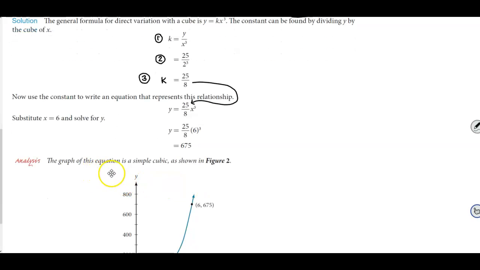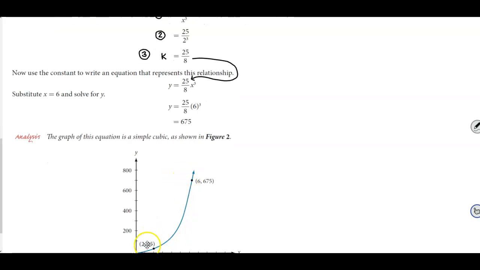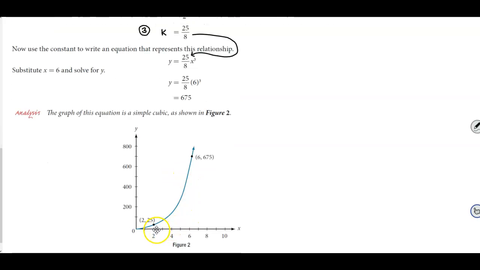Now the graph of this equation is a simple cubic as shown in figure 2. This is what the graph would look like. So here at the value of 6, the output y value is going to be 675.